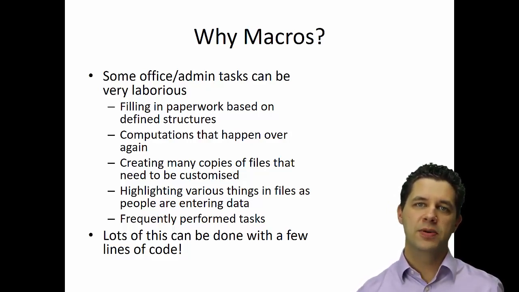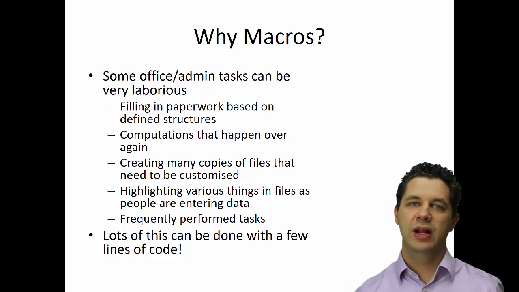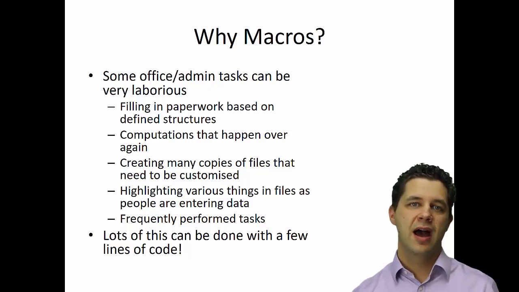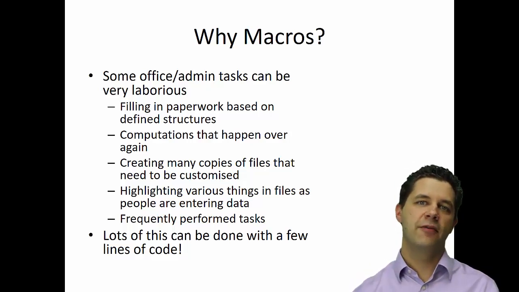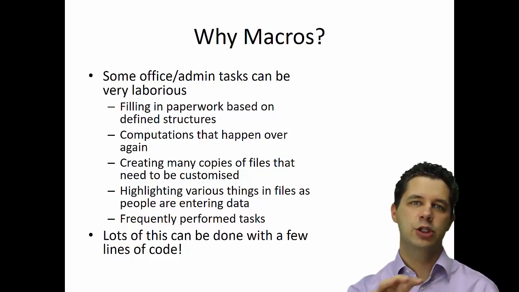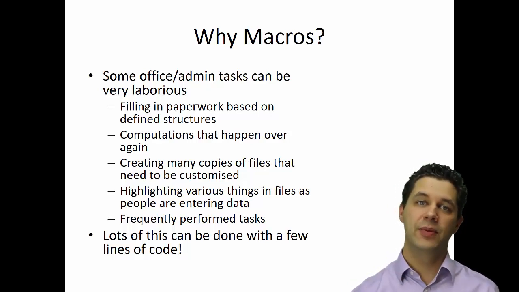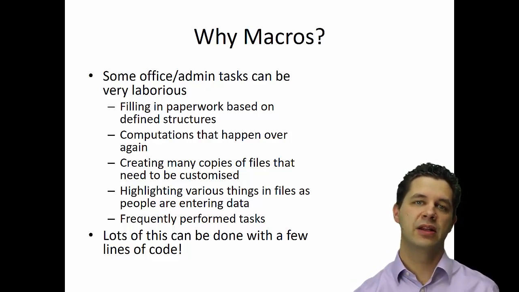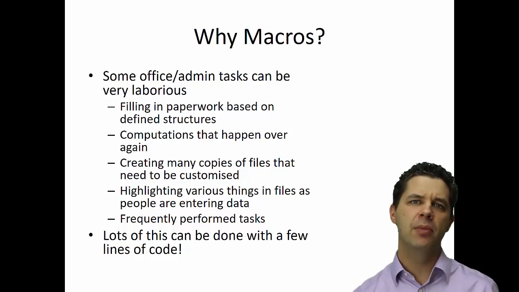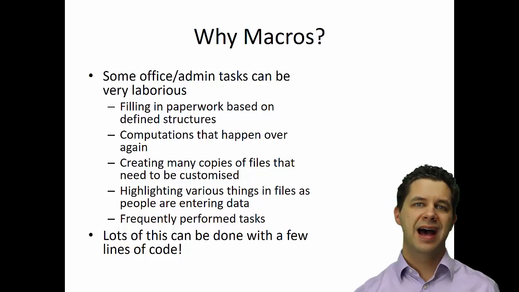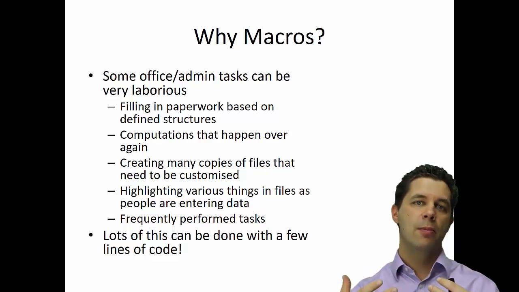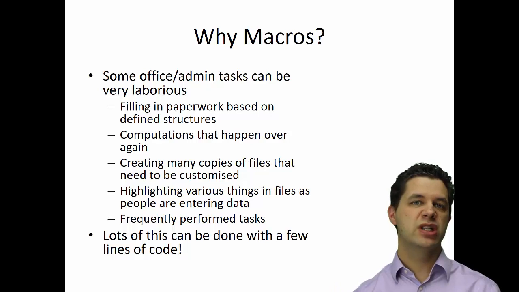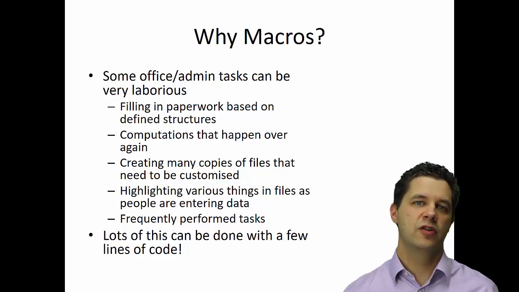So all these sorts of things and computations that happen over and over again, creating many copies of files so that you can create a file, create 50 different copies of that file, each with a different name, and fill them in each with customized data, for example, from an Excel spreadsheet. Something that's very powerful and something that we'll be doing in the labs. Also highlighting various things in files, and as people are entering data, the file can actually change and respond to them. For example, we can change the colors in cells as you're entering data. Essentially you're performing frequently performed tasks using these macros.